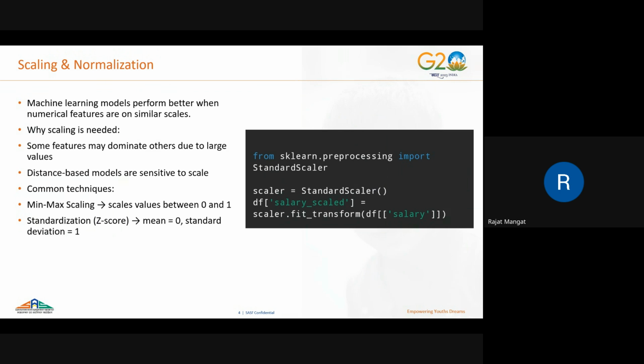Okay, so now what scaling basically means: machine learning models perform better when numerical features are on similar scales. I will give you an example of it right now, not the coding one, just an example so that you can understand it way better. Why is scaling needed? Some features may dominate others due to large values. Distance-based models are sensitive to scale. Common techniques are min-max scaling, which scales values between 0 and 1, and standardization, which gives mean equal to 0 and standard deviation equal to 1. Basically, we want to concentrate all those values around 0.